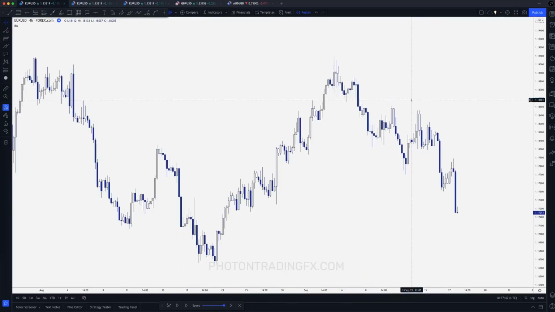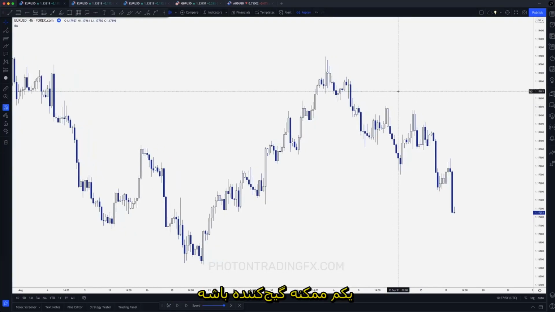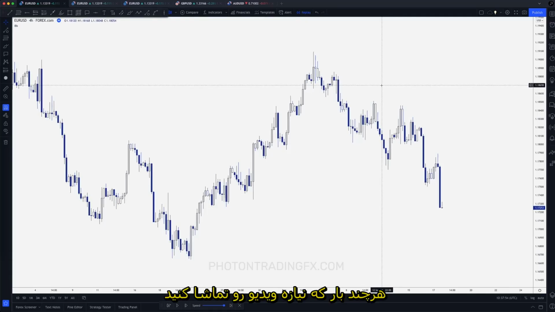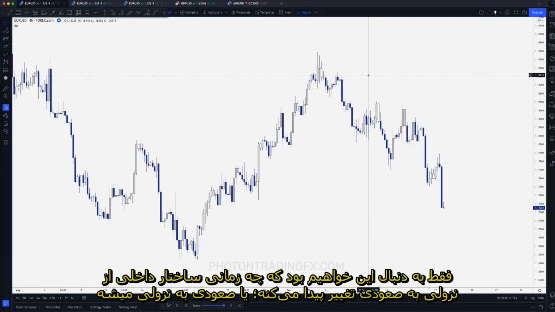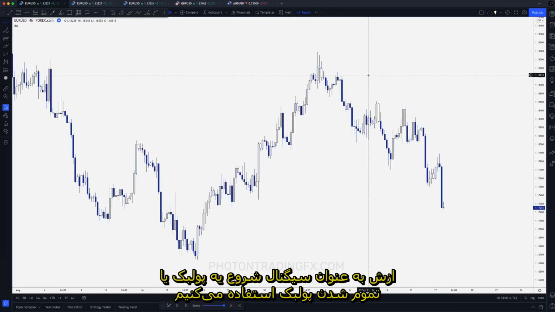I don't know if I can explain it any clearer than that. If it is a little bit confusing, watch it as many times as you need. But essentially, how we're going to use this in the live market is only looking for when that internal structure shifts from either bullish to bearish or bearish to bullish. And we use that to signal that a pullback may be starting or a pullback may be ending.